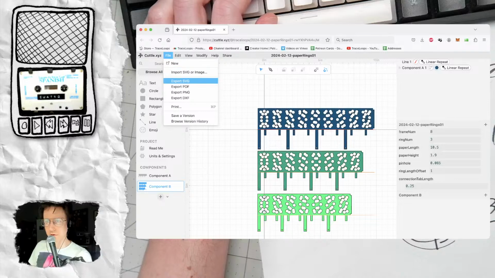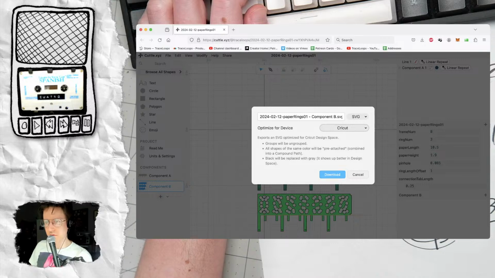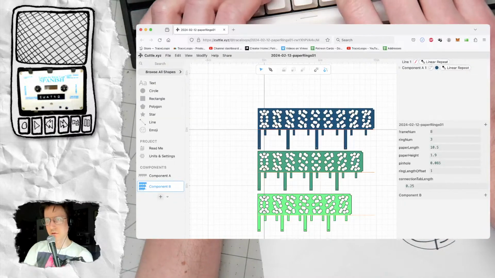Modify, export, SVG for Cricut. Download that, and let's try and cut this out.